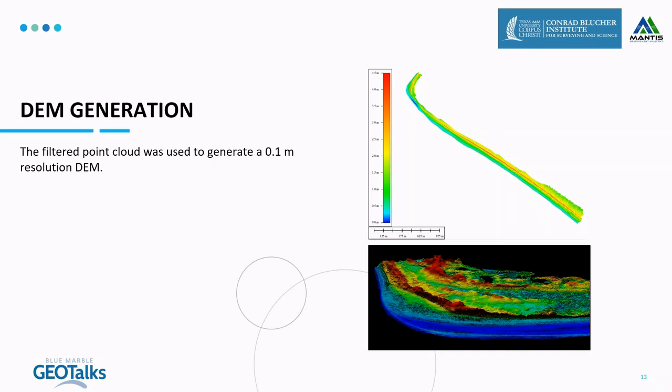We output a 0.1 meter resolution DEM, and you can see on the bottom image that high spatial resolution really allows you to see the dunes there.